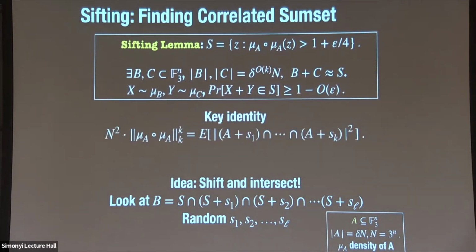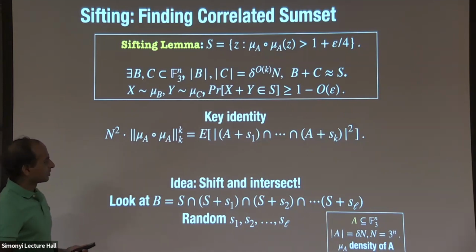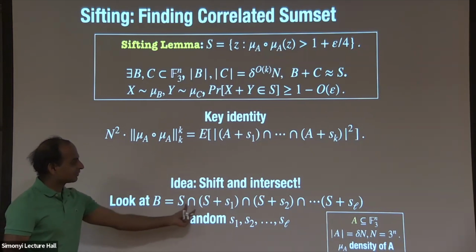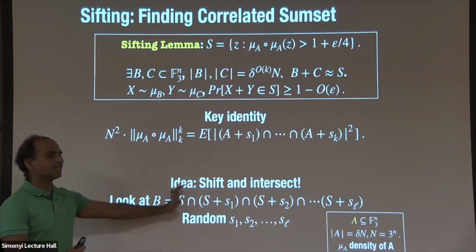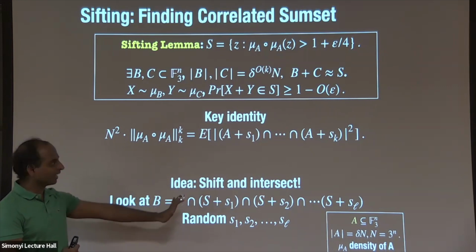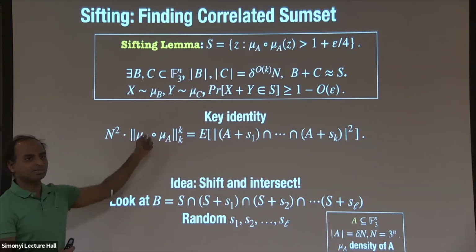And the proof of this lemma relies on some kind of a first moment method style argument. It's not exactly that. You have to set it up right. And in particular, there's a generalization of an identity like this, which plays a key role. So basically, if you look at this shift and intersect operation, especially for random shifts, there's a clean formula which tells you how big a set you end up with. And how big you end up with actually depends on the K norm of A's difference convolution with itself.